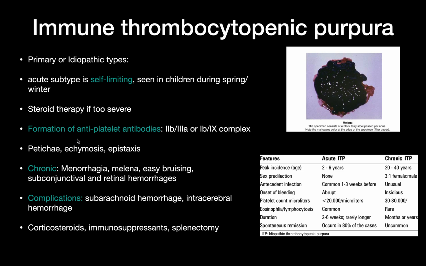It's characterized by the formation of antiplatelet antibodies, so antibodies to factor 2B, 3A, or 1B, or 9 complex. It's characterized by petechiae, ecchymosis, and nosebleeds. In chronic immune thrombocytopenic purpura, there's going to be heavy menstrual bleeding, melena, easy bruising, subconjunctival and retinal hemorrhages, which can lead to blindness.